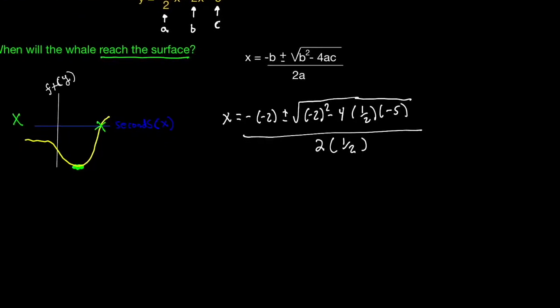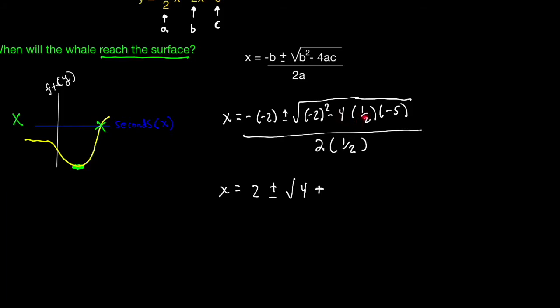So I am going to get x equal, the negative and the negative are going to make positive, so I get positive 2 plus or minus the square root of negative 2 to the second power. That's going to be 4. And then notice here that I have a negative and I have another negative right here. Negative times negative is positive, so this is going to become a plus.